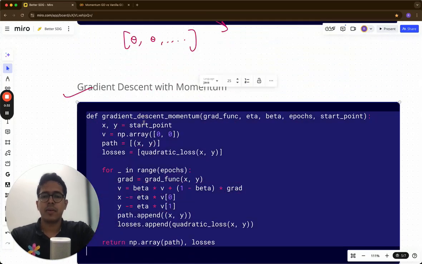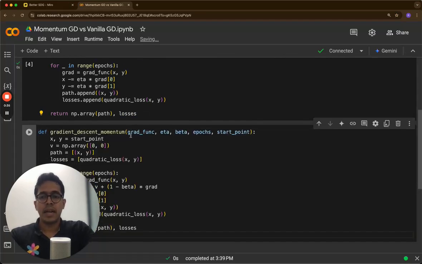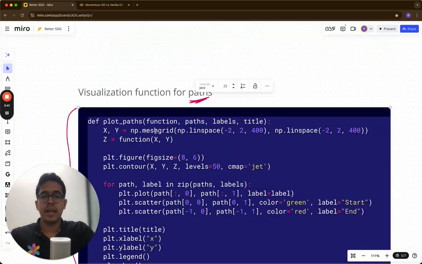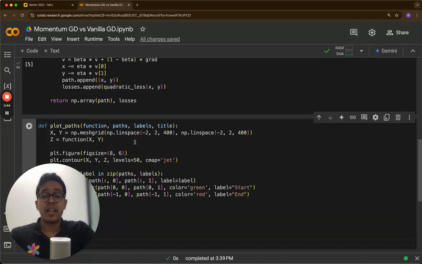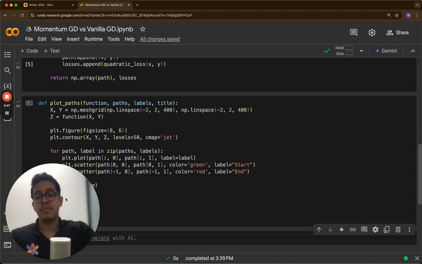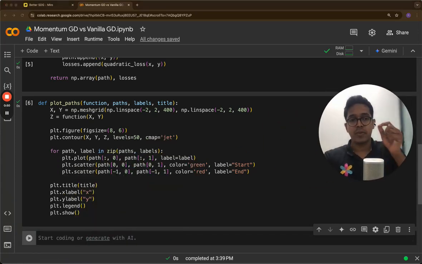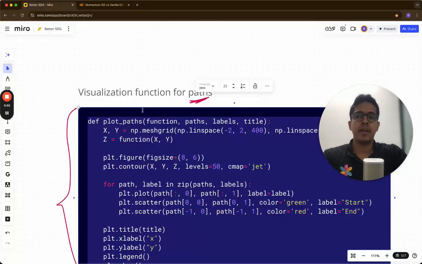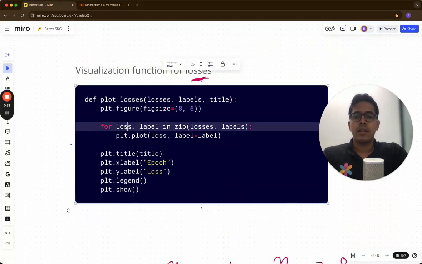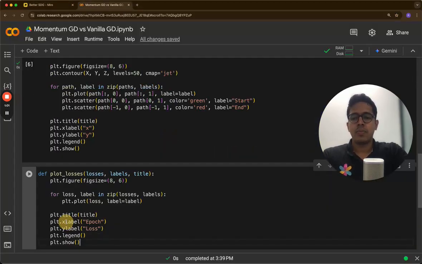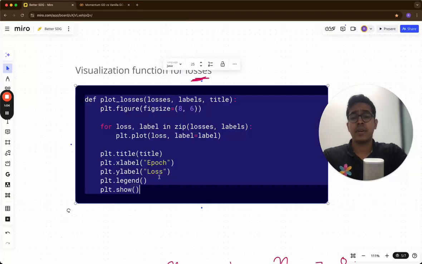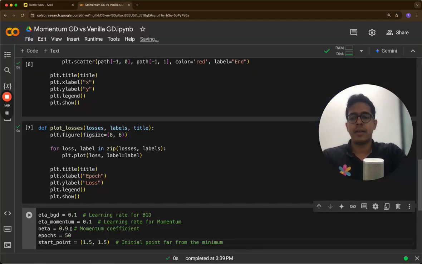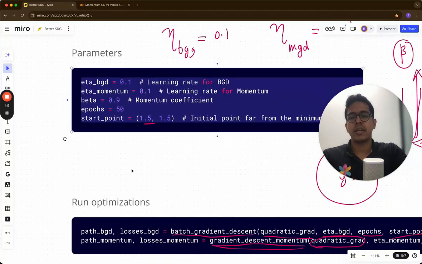Then the function for performing gradient descent with momentum. We are still not calling the function, we are simply defining it, so there won't be any output yet. Then the function for plotting the paths, and when I say path, it is simply the value of theta at every single time step. Again, we are just defining the function. Only when we call it will we get some output. Then the function which will allow us to plot the losses as a function of iteration for both of these methods. Then definition of parameters: the learning rate in both cases, epochs, and where you start.